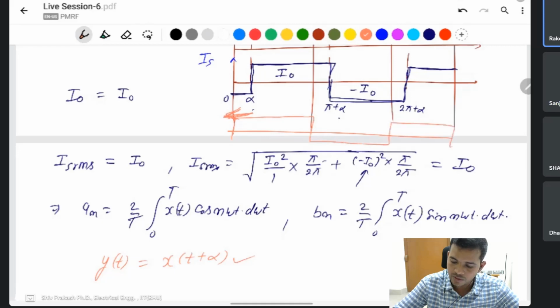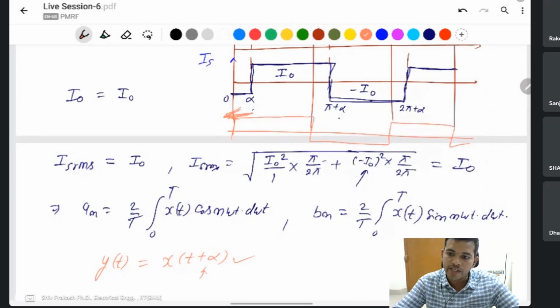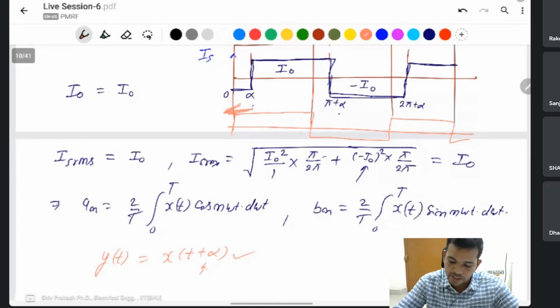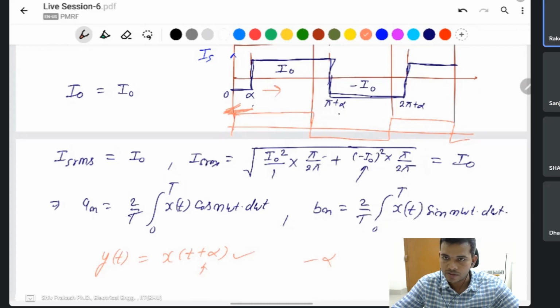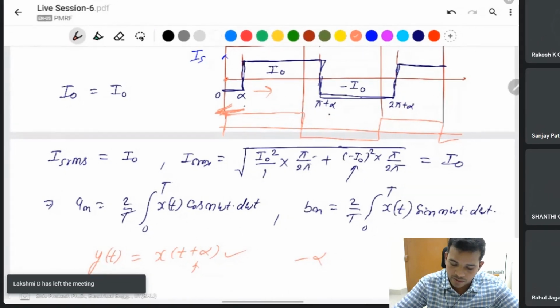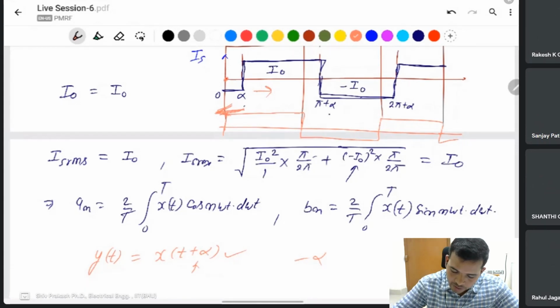Sir, if you are shifting to the left side, will it be t plus alpha or t minus alpha? Plus means advance. You do the signal in advance. If you use minus alpha, it means delay. Delay means it goes to the right side. Okay, yes. If you take plus alpha, then the signal starts from 0. If you take minus, then it will start at alpha, at a later stage. Yes, then the signal is like that.